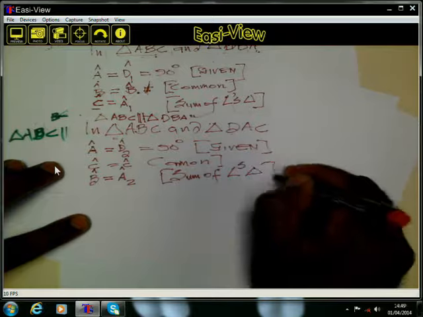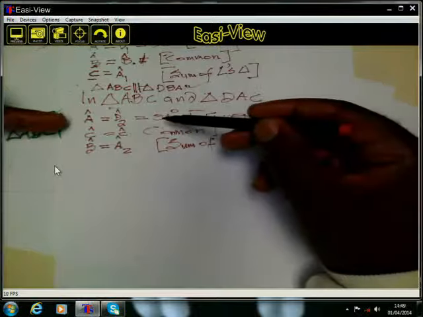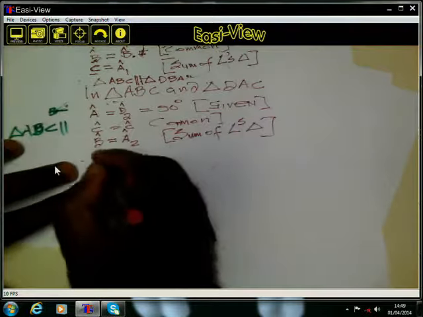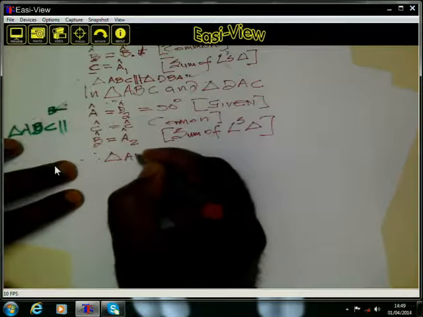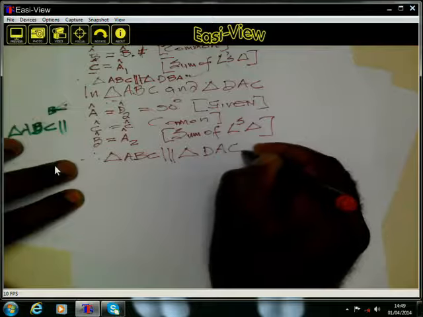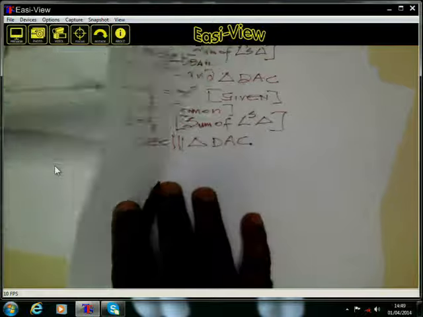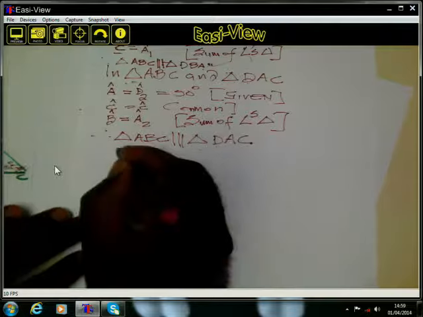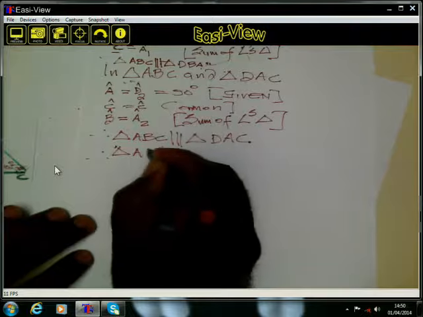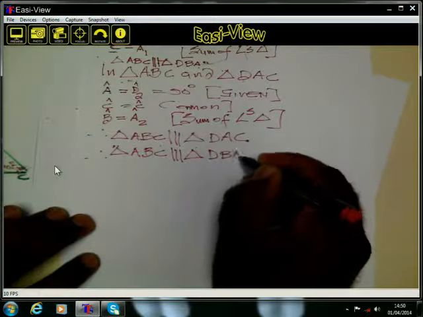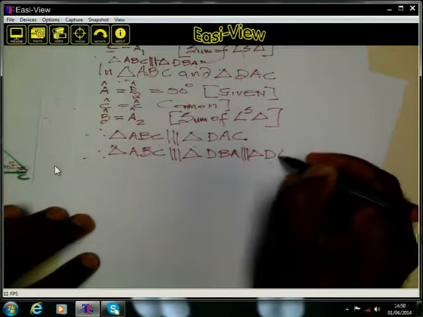angles of a triangle. Now, in essence, good people, we have proven that three pairs of angles from each of the triangles mentioned here are equal. So it is because of that we can conclude by saying triangle ABC is also similar to triangle DAC. Then the underline, remember, we were supposed to prove this. So if triangle ABC is similar to triangle DBA, and triangle ABC is also similar to triangle DAC, it means the three triangles are actually similar. That is the conclusion: triangle ABC is similar to triangle DBA, and that is also similar to triangle DAC.